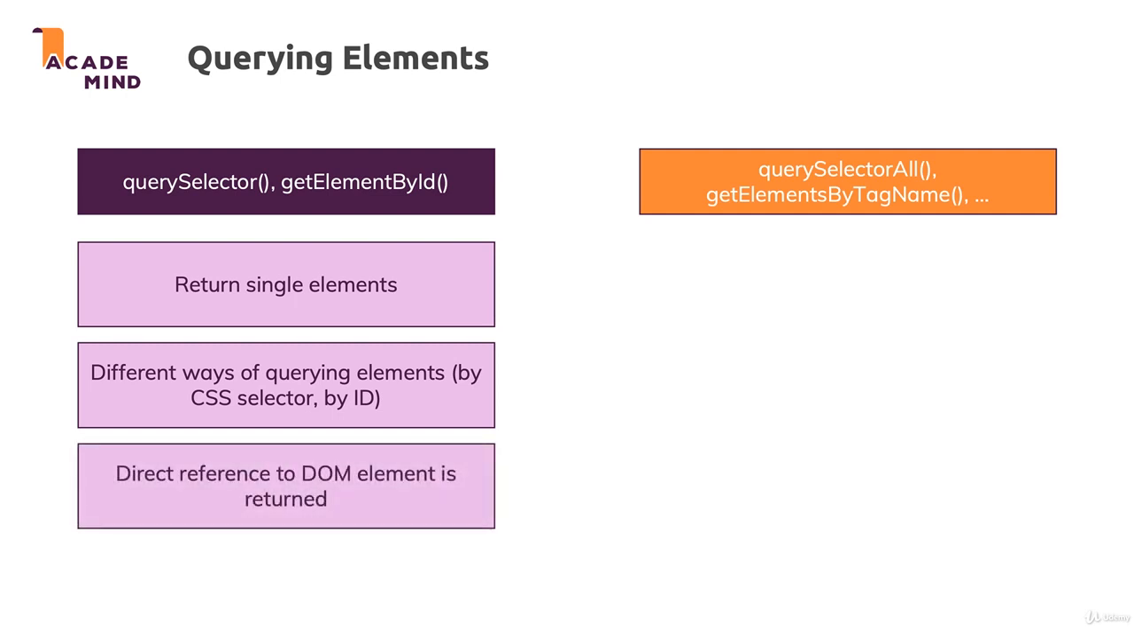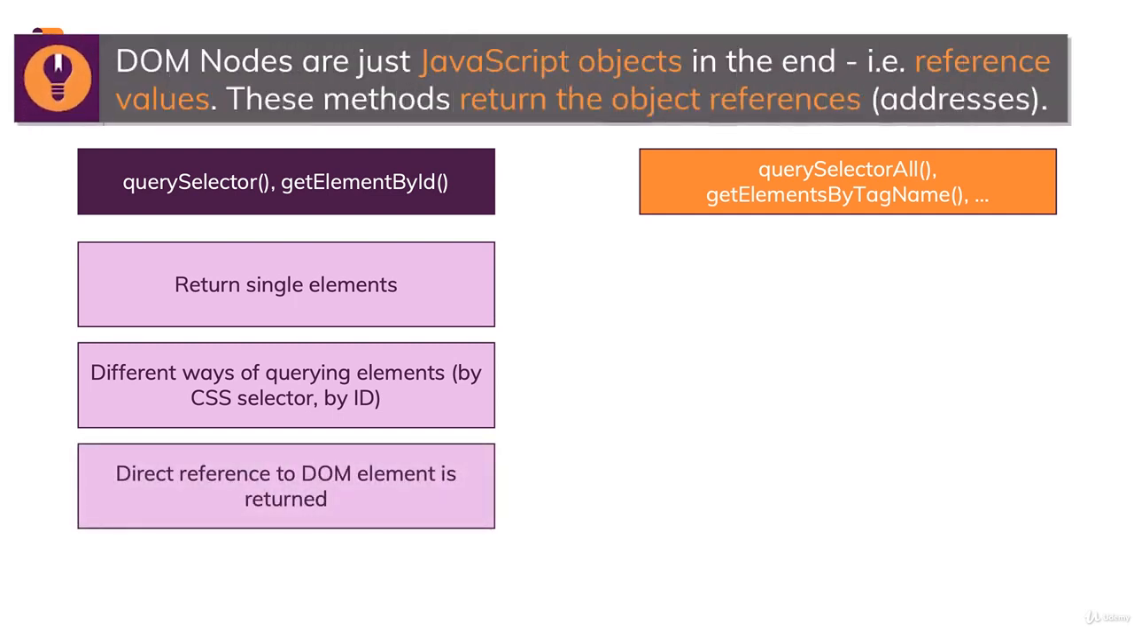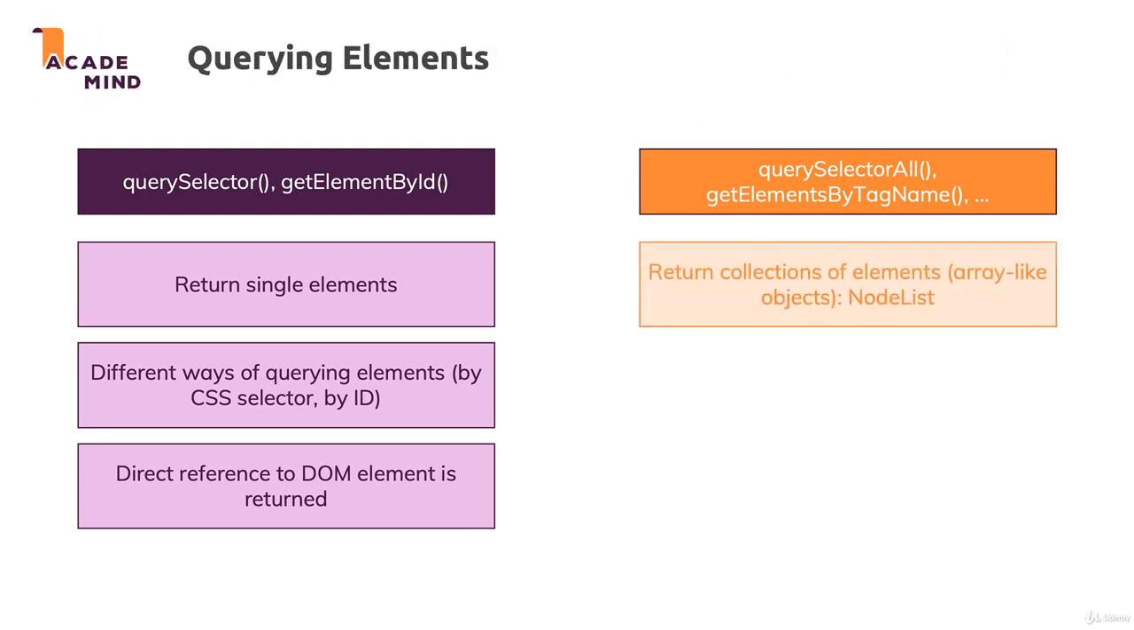So this gives you a direct reference to this DOM element which it found. Now, querySelectorAll, getElementsByTagName, and there are other methods as well which I'll show you, give you access to collections of elements, array-like objects, typically a node list, though that also is not always the case, but typically it's such a node list, which is not a real array, but array-like, so which supports certain behaviors of an array, but not all of them.